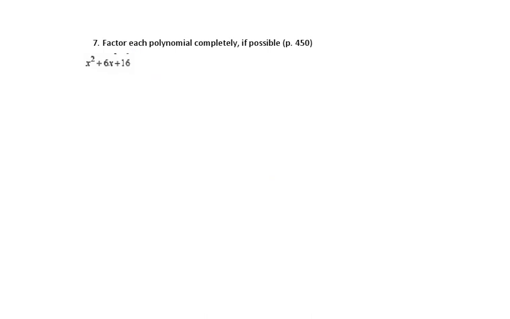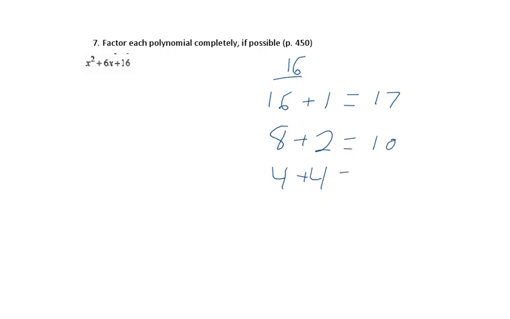Seven. I see the last number is 16. Numbers that make 16 can either be 16 and 1, or 8 and 2, or 4 and 4. Now, if I add everything up, I get 17, 10, and 8. The problem is the middle number is 6. There's no 6. So this is something that is called prime.